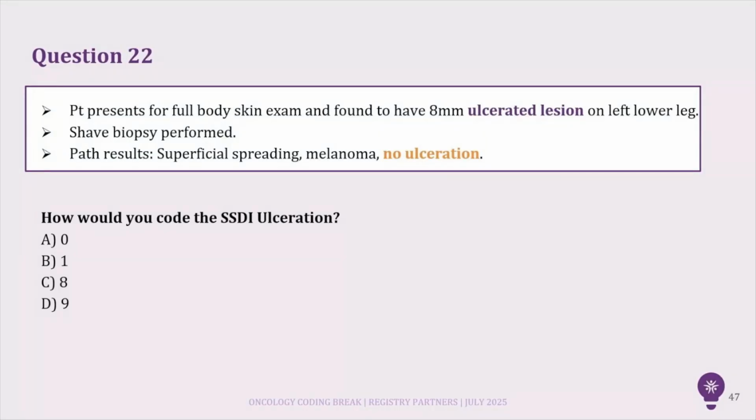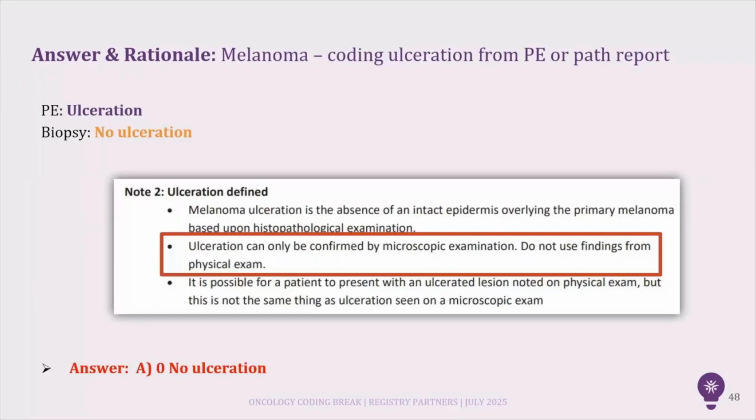So we have specific instructions for melanoma ulceration. Under Note 2, ulceration can only be confirmed by microscopic examination. Do not use findings from the physical exam. So the ulceration that we're looking for in this field is not the same as the ulceration that the physician is seeing during the physical exam. So it's important to only look at the path report. Our path report said no ulceration, so we're going to code 0 for this one.